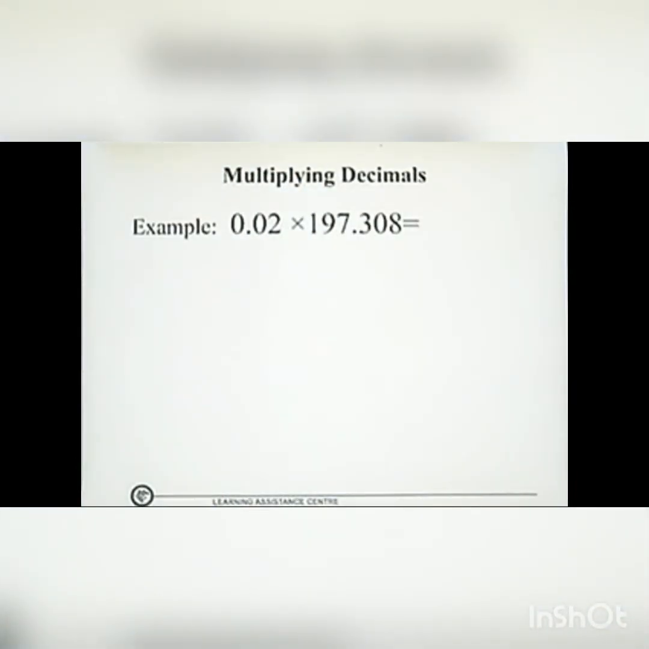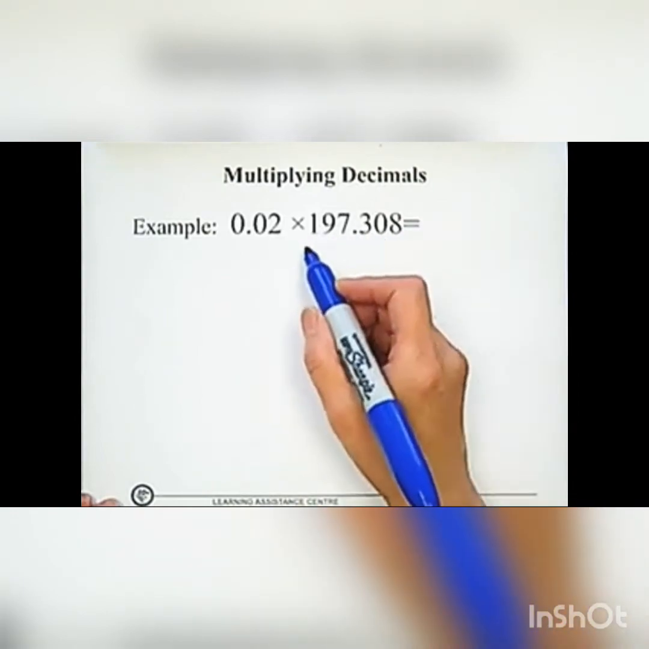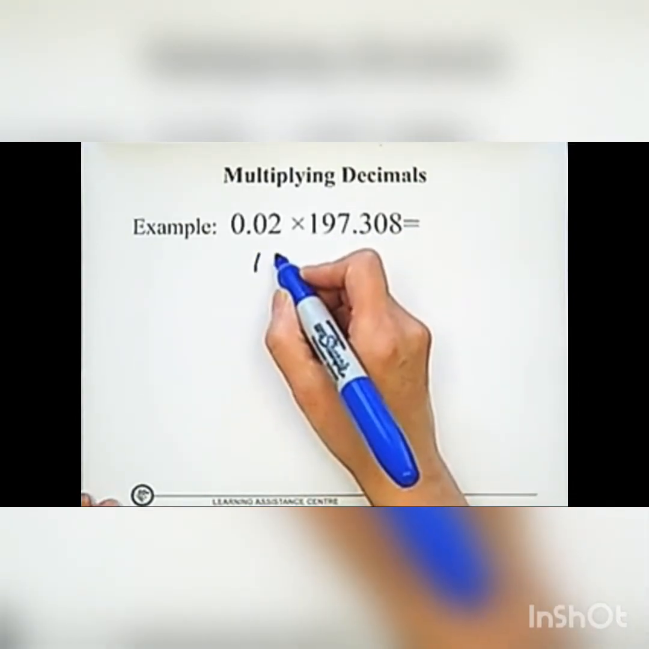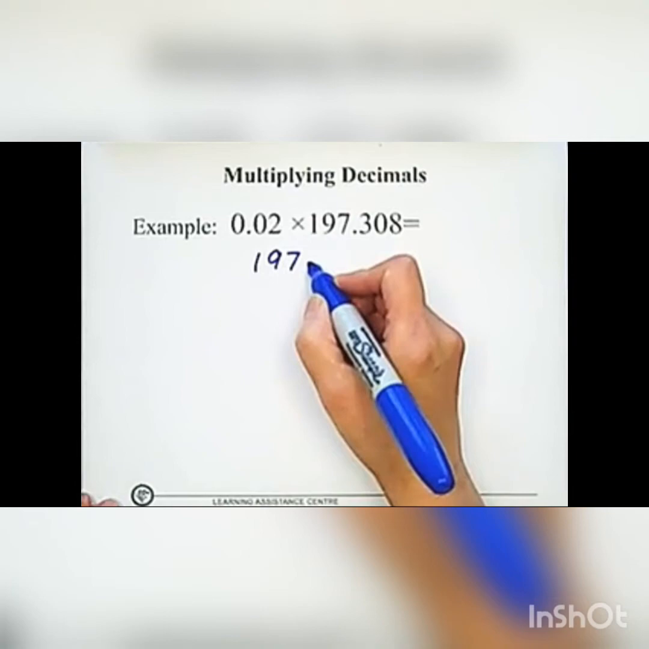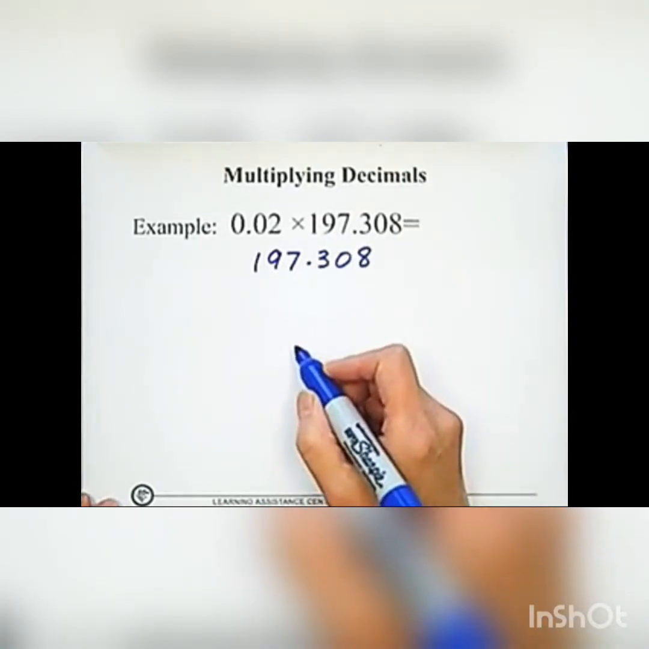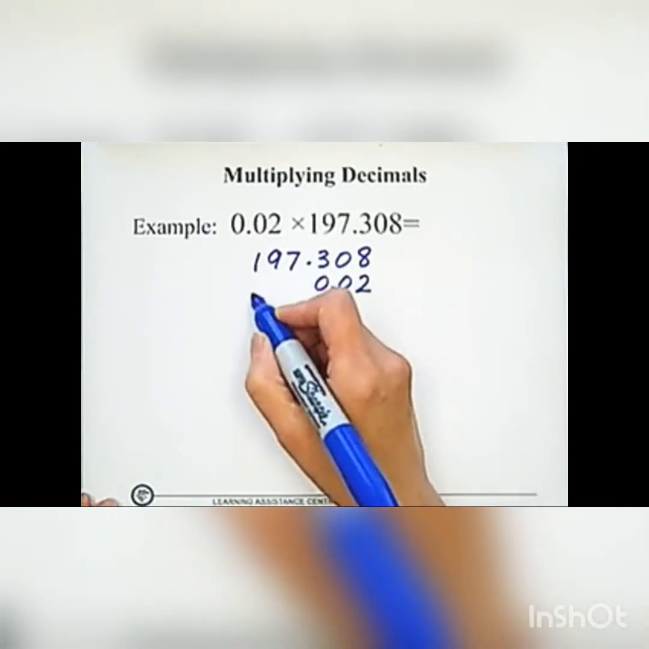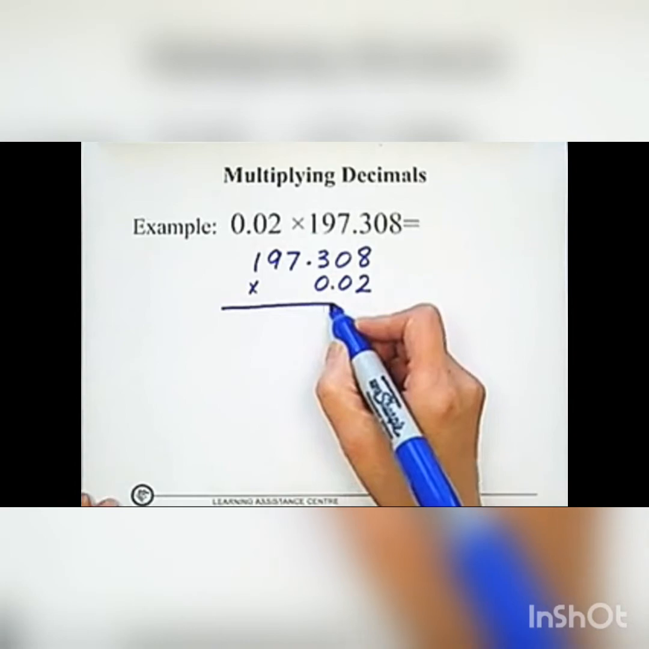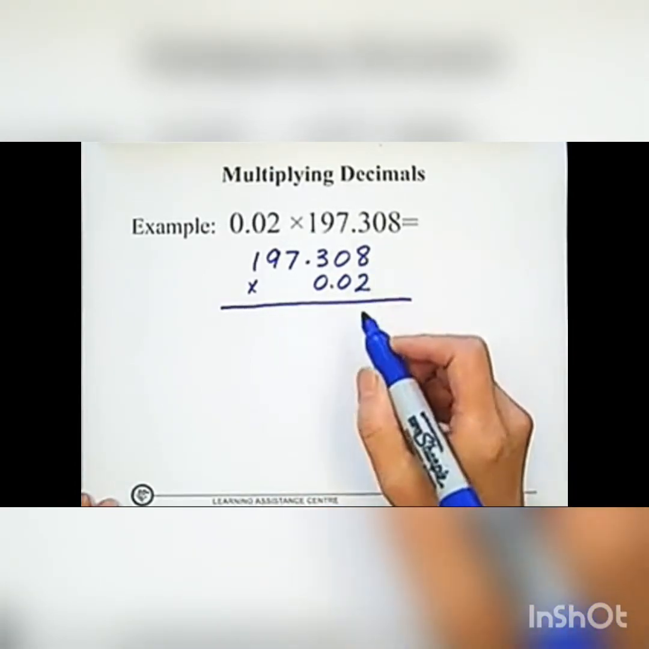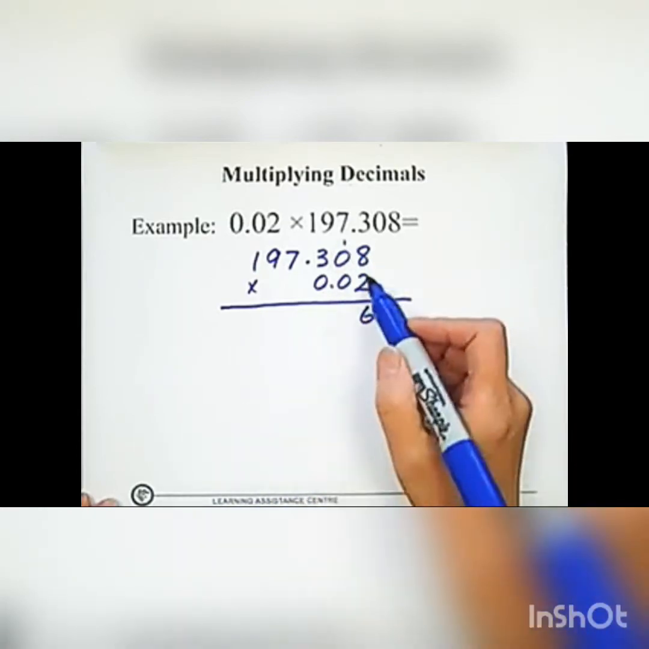Now we are taking one more example. Here the multiplication is given: 0.002 multiplied with 197.308. So we will write 197.308, and we will multiply with 0.002. Initially, whenever we multiply, we will ignore the decimal and do simple multiplication.